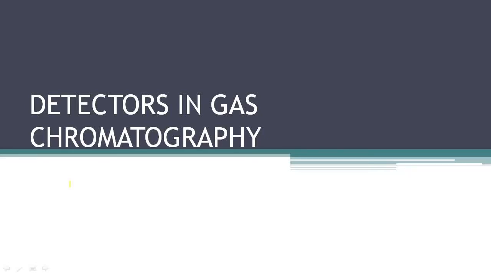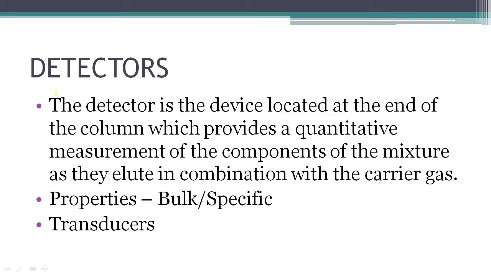In this video lecture, we are discussing detectors in gas chromatography. So let's start. What is a detector? First we'll go through the definition. A detector is a device that is located at the end of the column. Column means the end of the gas chromatographic column, which provides a quantitative measurement of the component of the mixture.